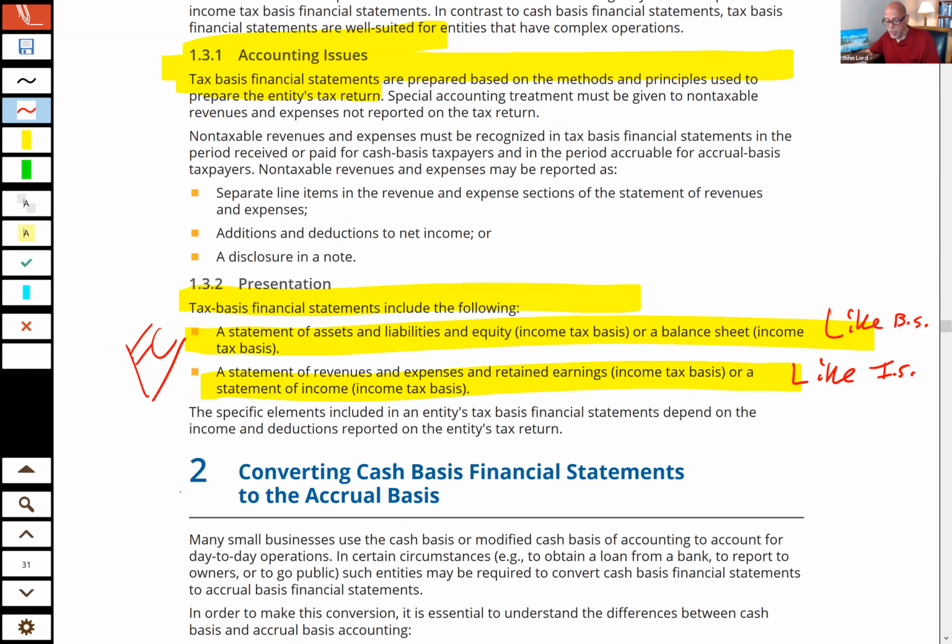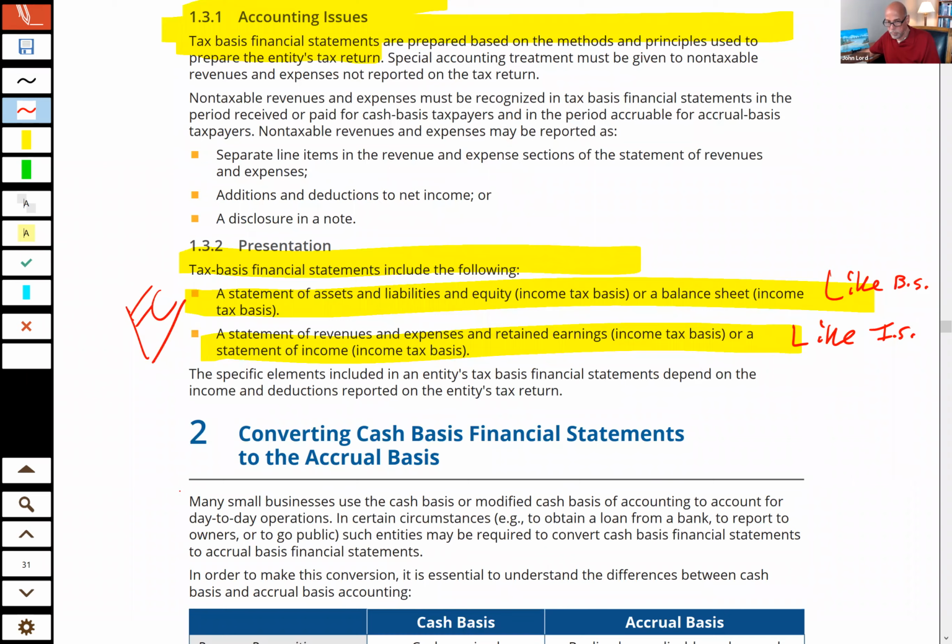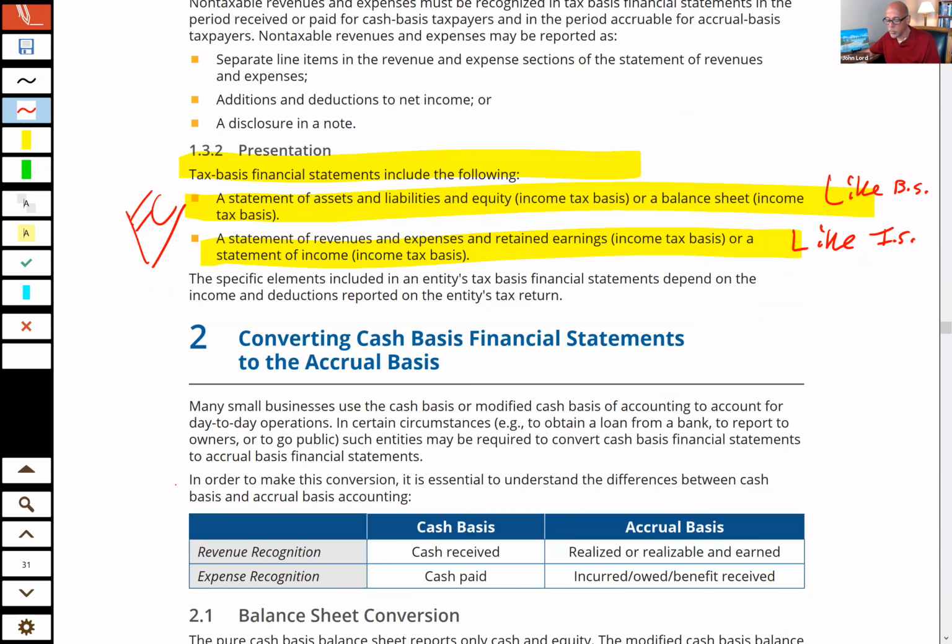Okay, questions? All right, so that's really just dealing with what? Just presentation, calling out the other comprehensive basis of accounting: cash, modified cash, tax basis, regulatory basis, whatever it is. And the fact that we don't call the balance sheet and the income statement by those names, we use some long-winded name for that. Okay.